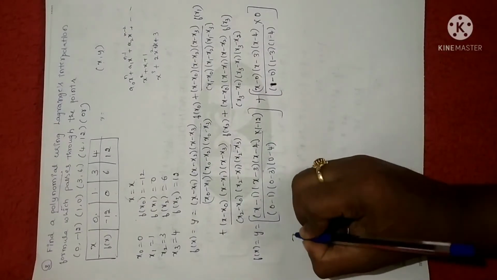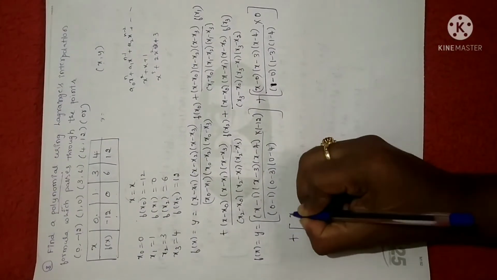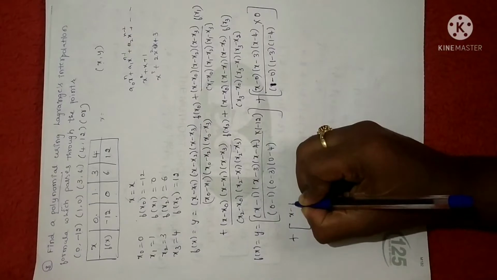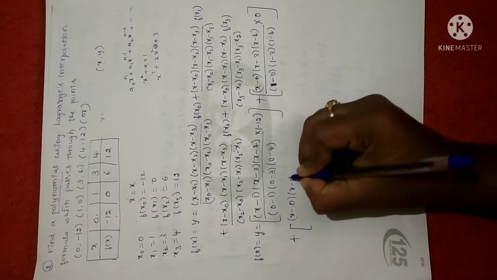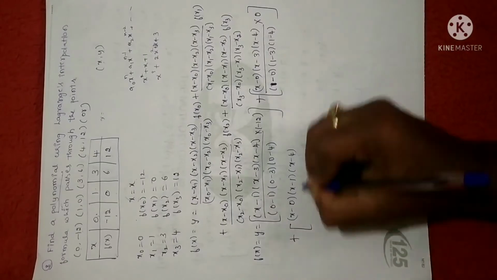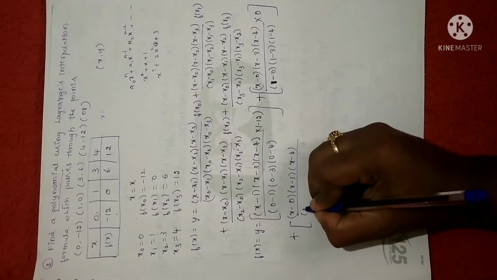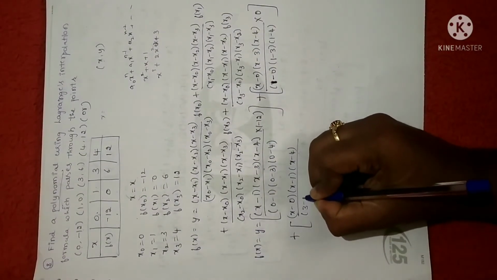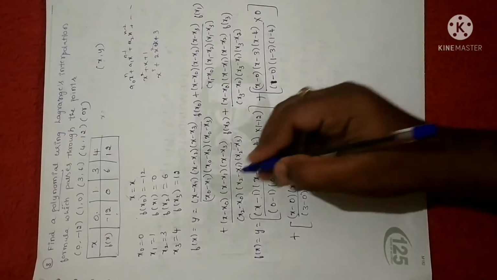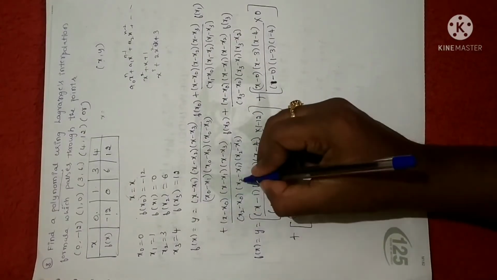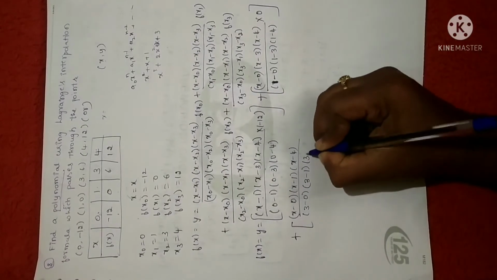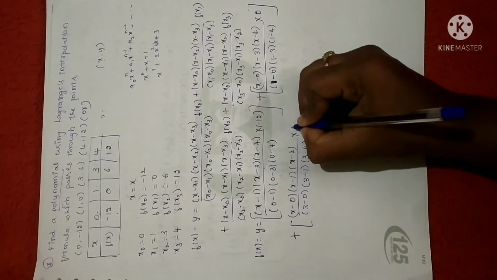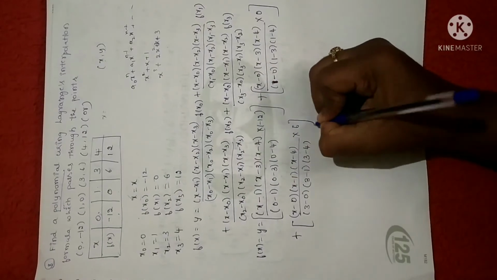Second term finished. Next, the third term. x minus x naught, where x naught is 0. Now x minus x1 is x minus 1, x minus x3 is x minus 4, divided by x2 minus x naught, where x2 is 3, minus 0. Again, x2 is 3, minus x1 is 1, 3 minus x3 is 4, into f of x2, whose value is 6. So this is the third term.